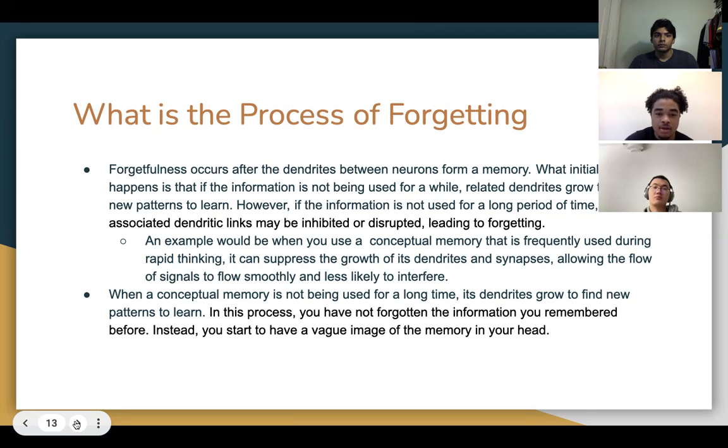That's the decaying of the dendrites. An example would be when you use your conceptual memory that is frequently used during rapid thinking. It can suppress the growth of its dendrites and synapses, allowing the flow of signals to flow smoothly and be less likely to interfere. When a conceptual memory is not being used for a long time, its dendrites grow to find new patterns to learn. In this process, you have not forgotten the information you remembered before. Instead, you start to have a vague image of the memory in your head.